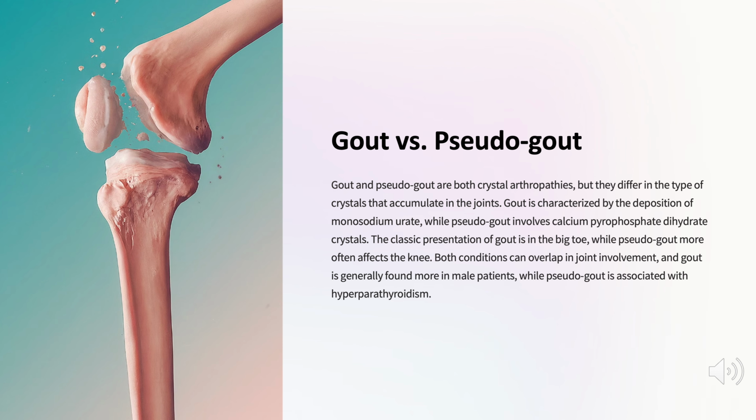Let's compare gout and pseudo-gout. Both are crystal arthropathies, yet they differ in the type of crystals that accumulate in the joints. Gout is characterized by the deposition of monosodium urate crystals, whereas pseudo-gout involves calcium pyrophosphate dihydrate crystals. In terms of presentation, gout typically manifests in the big toe, whereas pseudo-gout more commonly affects the knee. However, both conditions can overlap in joint involvement. Additionally, gout is predominantly found in male patients, while pseudo-gout is often associated with hyperparathyroidism.